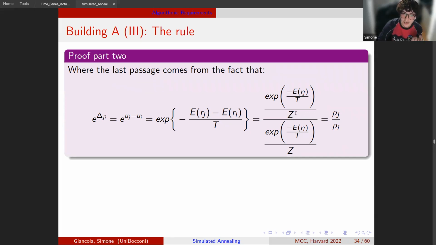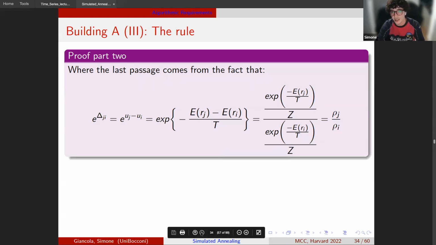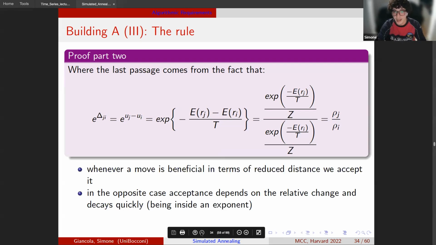Yet we can find a way to compare the two distributions with a fraction and create an acceptance matrix, which is dependent on the distance change and assigns a probability to each proposal depending on the previous one, and has good properties, meaning that if the move is beneficial, we always accept it. And if the move is not beneficial, we might accept it with some probability.